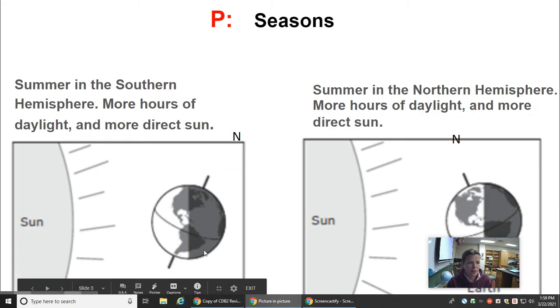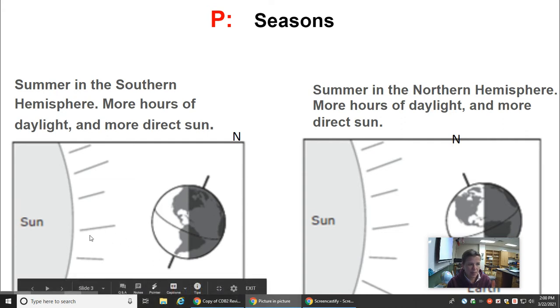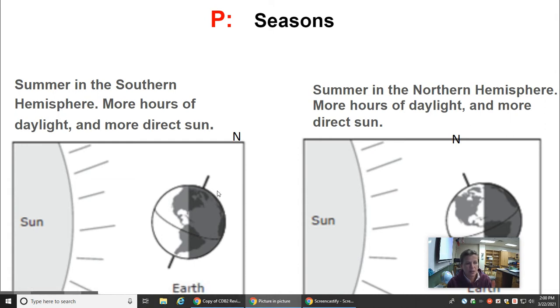Seasons. The southern hemisphere and the northern hemisphere are divided by the equator. So summer in the southern hemisphere is going to have more hours of daylight and more direct sun because this hemisphere is tilted towards the sun. The northern hemisphere is tilted away from the sun, so it would get indirect rays, less hours of daylight.